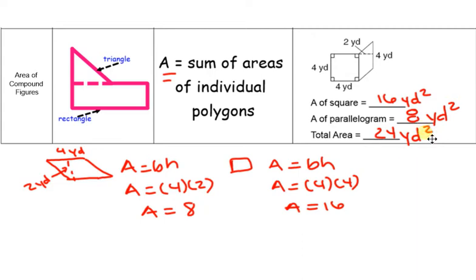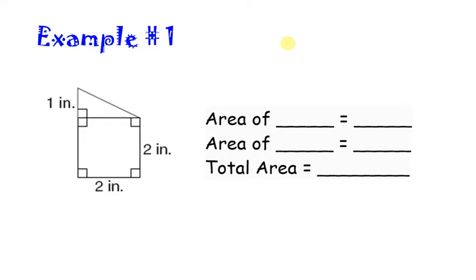And the reason why this is not yards to the 4th power, because you see you have yards squared here and yards squared here, is because we're just adding them together. If we were multiplying them together, then that would give us yards to the 4th power. But because we're adding them and we're still talking about area, area is always going to be to the 2nd power. All right, so let's go ahead and get started with some examples.